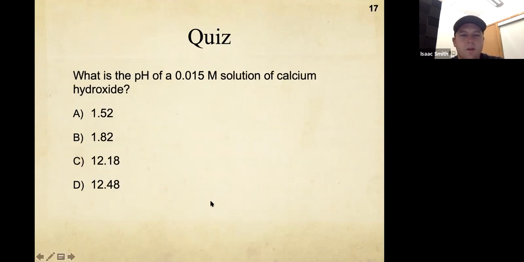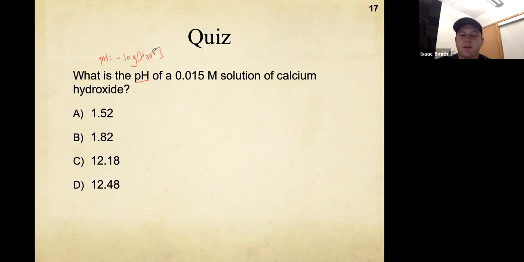All right, another quiz practice question to help you as you go through the homework here. What is the pH of a 0.15 molar solution of calcium hydroxide? Taking even more steps back here, the question is asking for pH, so we know we're going to use the pH equation, which is the negative log of the hydronium concentration.